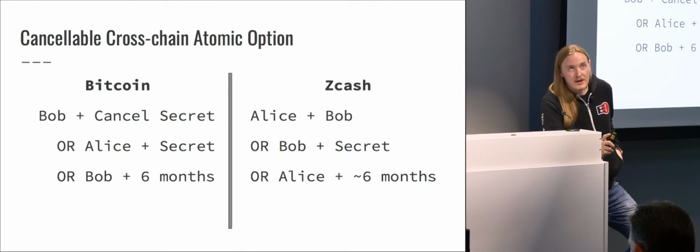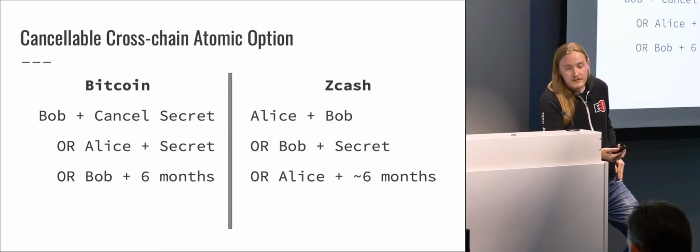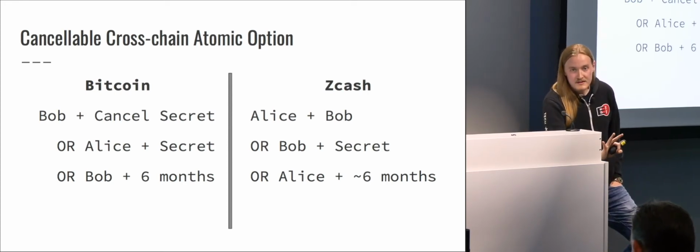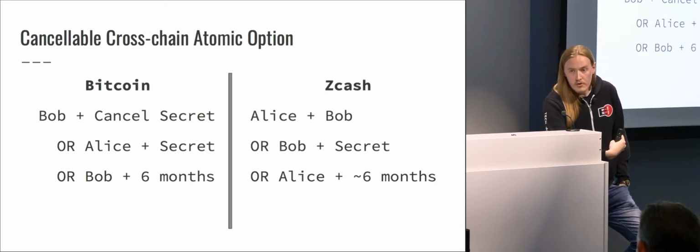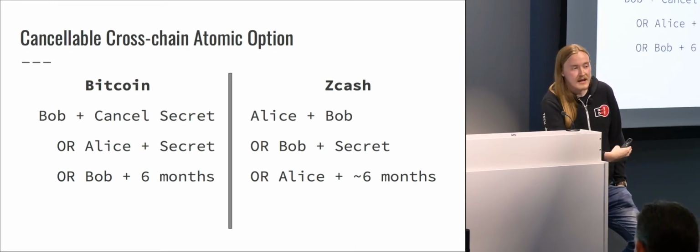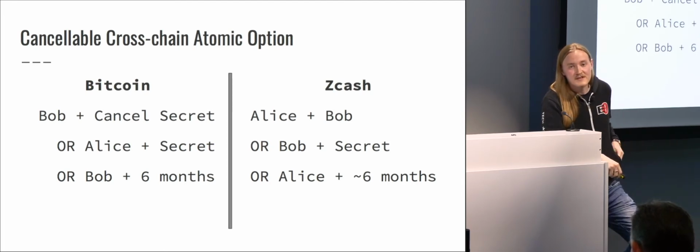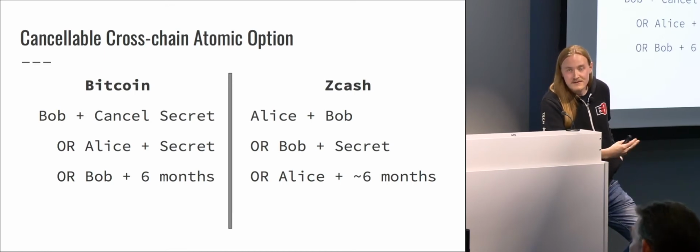All right? And so we have a few modifications to our scripts. So on Bob's side with Bitcoin, there are 3 different ways to spend the money. Either Bob knows a cancellation secret that Alice starts with, Bob starts off not knowing it, or Alice learns the exercise secret that Bob starts with. So they each start with one secret that does different things. Or Bob waits 6 months.